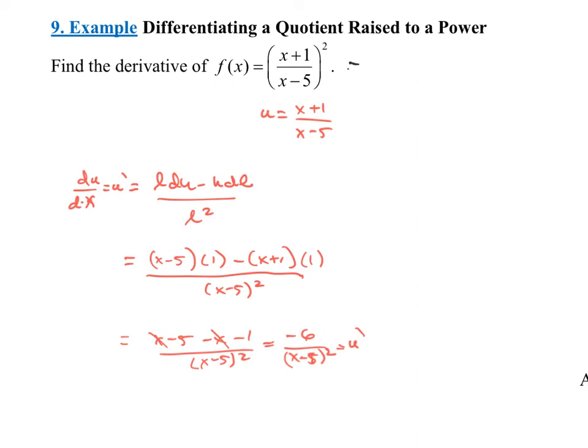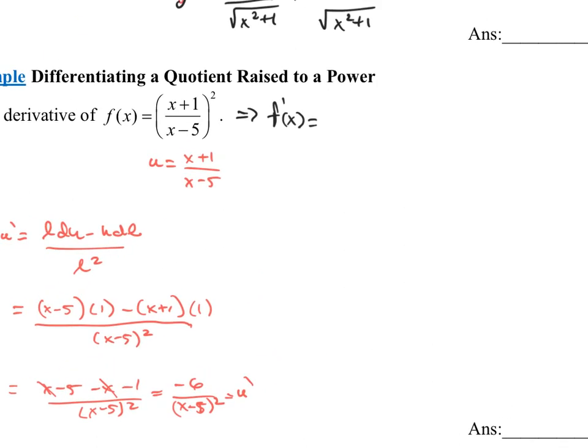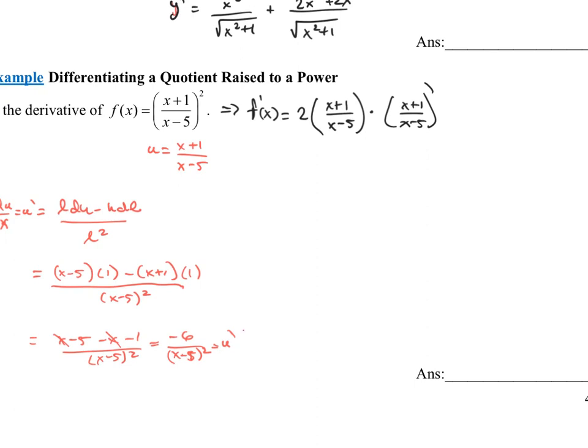So why do I care about that? Because if I go back to the original function and I want to find the derivative, what we know is to drop the power, which would be the 2, keep the exact same thing on the inside, x plus 1 over x minus 5, raised to the power 2 minus 1, which is 1, so that's the first power. But then we need to multiply that times the derivative of x plus 1 over x minus 5, right? But that's what we just found. We just found the derivative of the inside. So this thing right here is negative 6 over x minus 5 quantity squared.